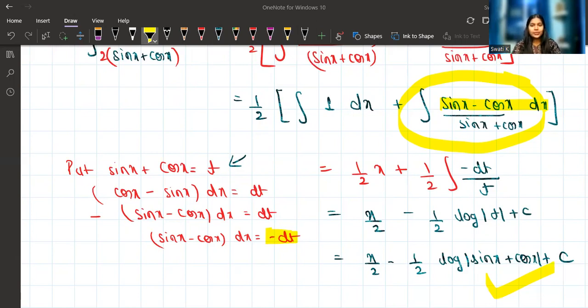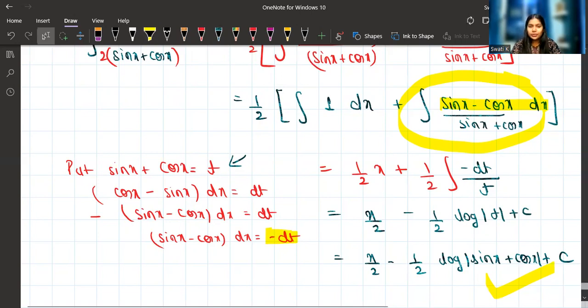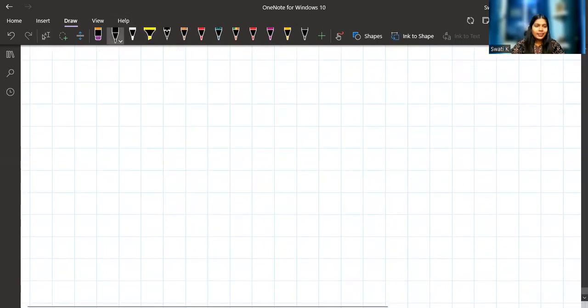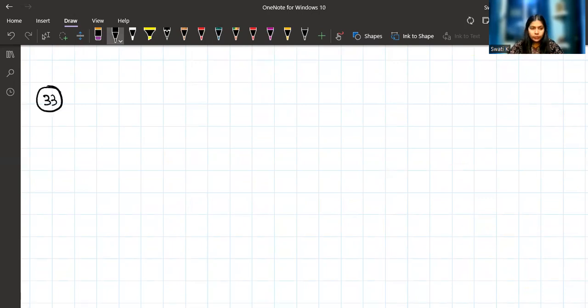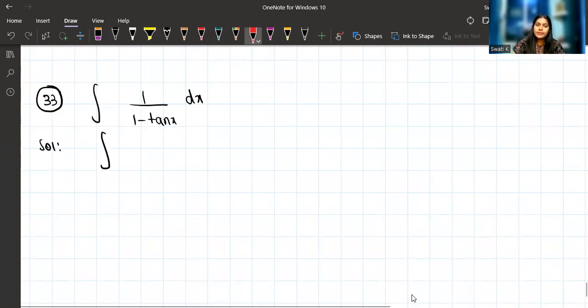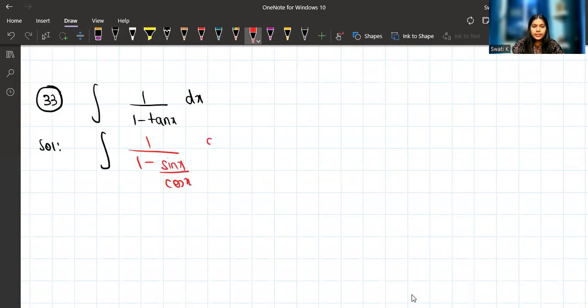Now let's go to the 33rd question. Okay, in question number 33, we have to integrate 1 upon 1 minus tan x dx. Again, you can't see sin x and cos x here. The best thing that you can do here is to convert this in terms of sin x and cos x. 1 upon 1 minus, we know that tan x is sin x upon cos x. So this will become sin x upon cos x dx.